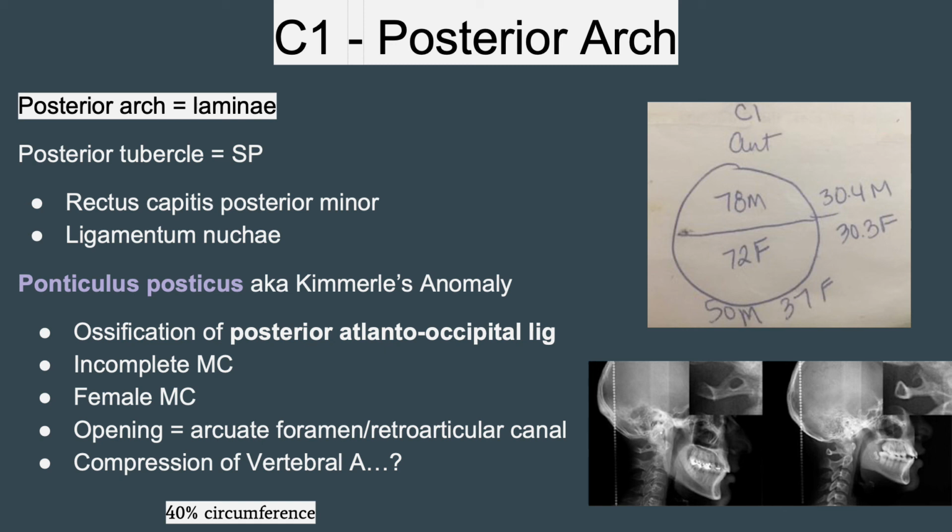If you were to come across something like that on your lab exam, you have to refer to it as a complete or an incomplete ponticulus posticus, and know for your lecture exam that an incomplete ponticulus posticus is more common, and it is more commonly observed in females. Only if it is complete does it have a technical opening. If there's a full hole formed by the complete ponticulus posticus, that's going to be called the arcuate foramen, aka the retroarticular canal, which has some potential implication on compression of the vertebral artery.